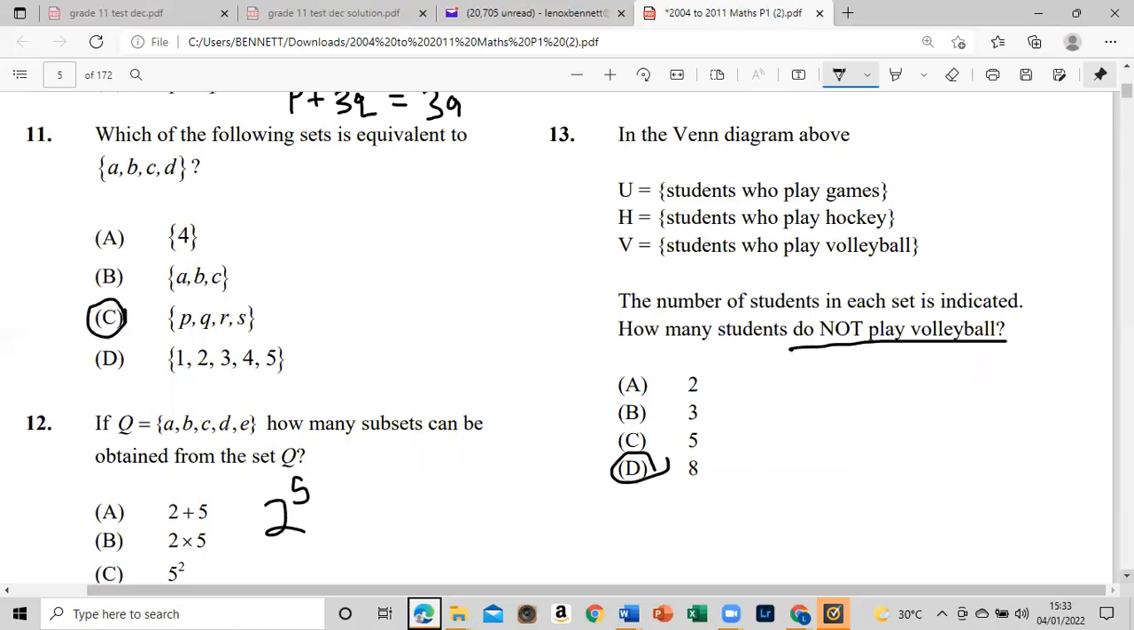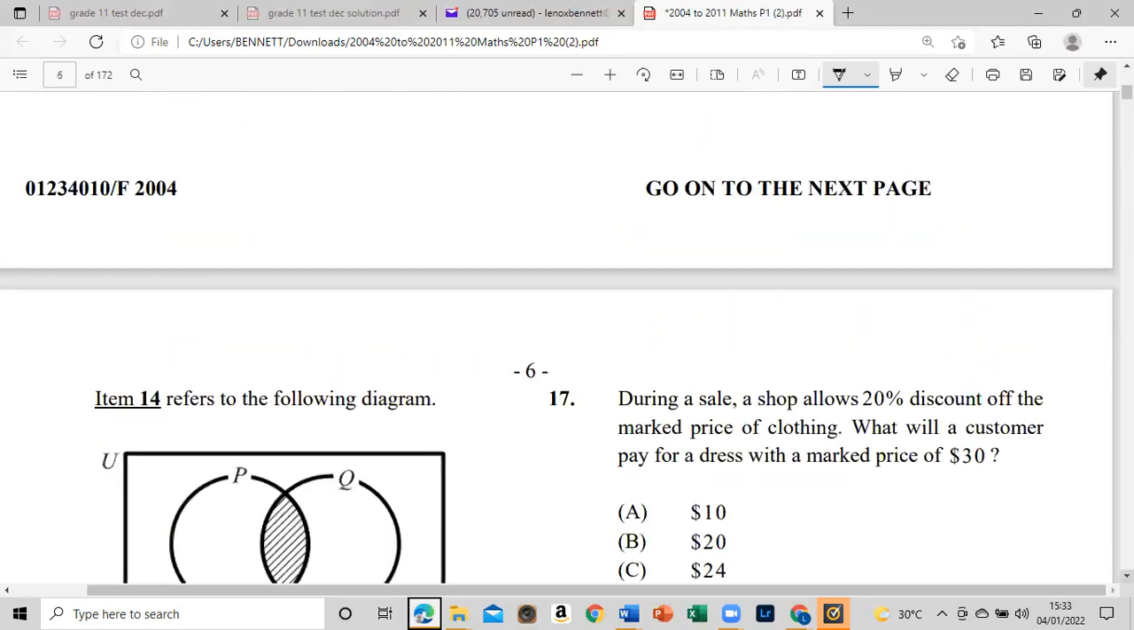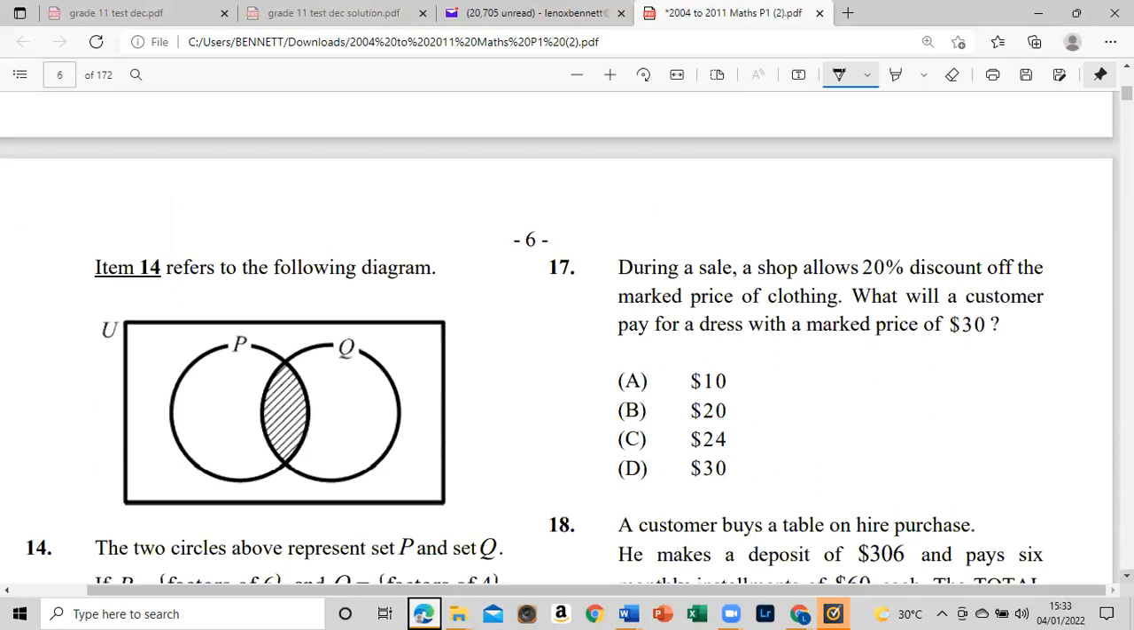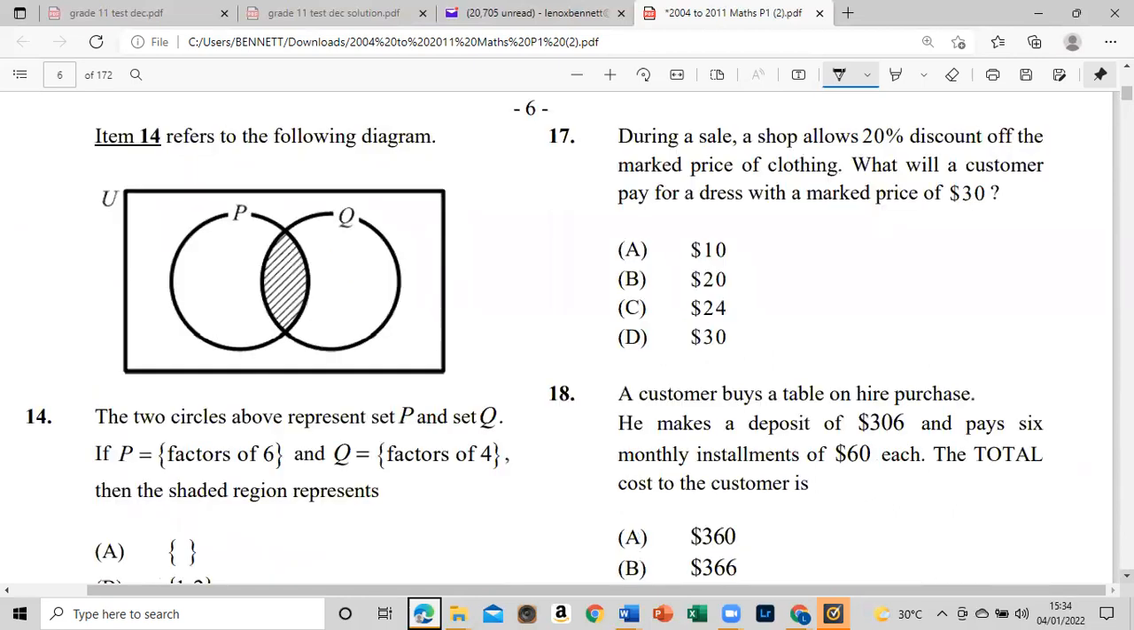Let's move on to 14. Item 14 refers to the following diagram. 2 circles above represent set P and set Q. If P is equal to factors of 6 and Q is equal to factors of 4, then the shaded region represents. All right, so let's see factors. Factors are numbers that can go into it. So 6 will be 1, 2, 3, and 6. After that, 4.